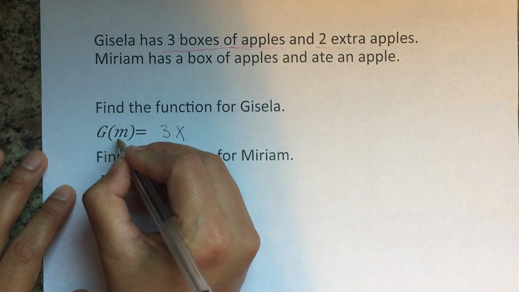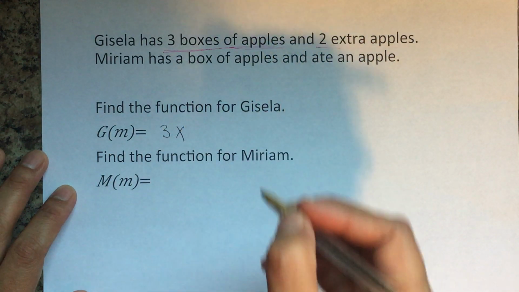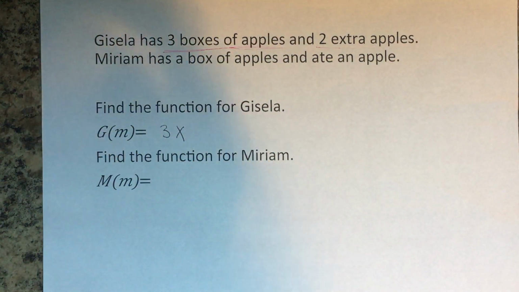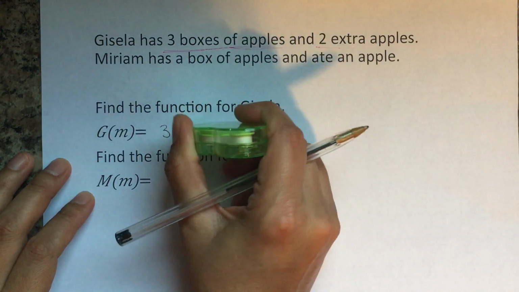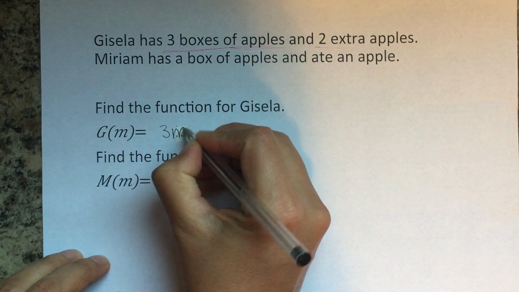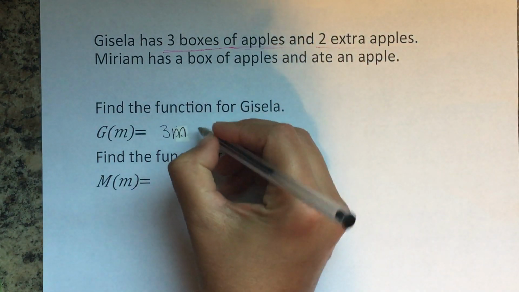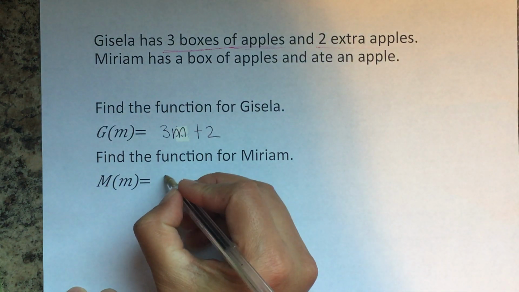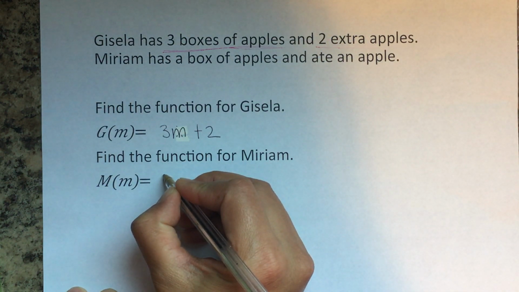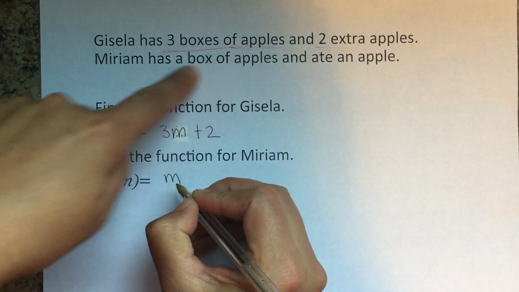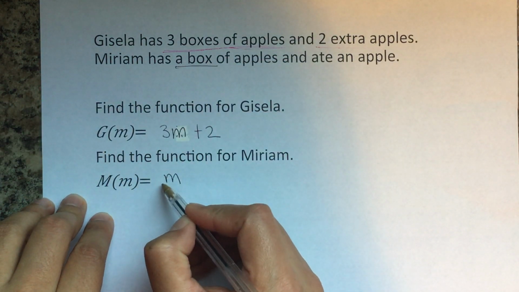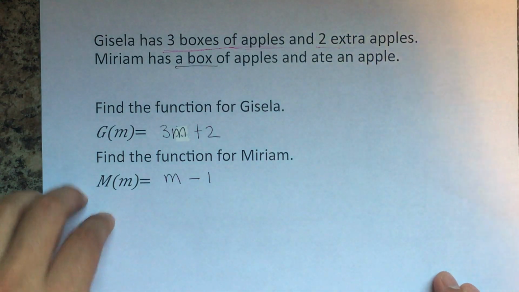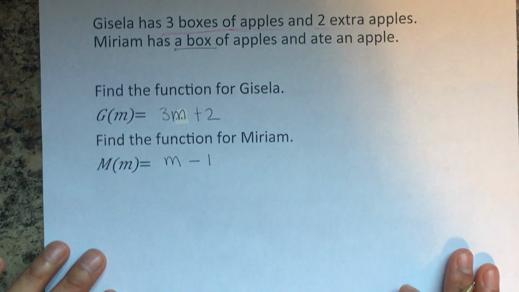3x. And actually, since we have an m here, it should be 3m. So let me erase that. So 3m plus 2. And then Miriam has a box of apples and ate an apple. So m, okay, it's only 1. So we don't have to put the coefficient 1. And ate 1 apple, so minus 1. So those are the 2 functions.